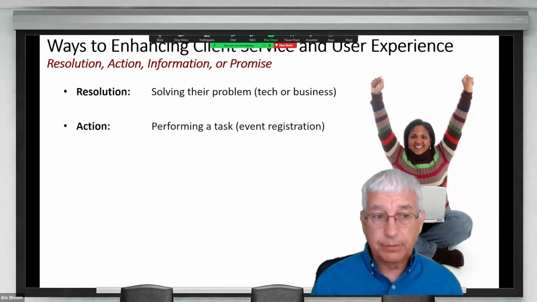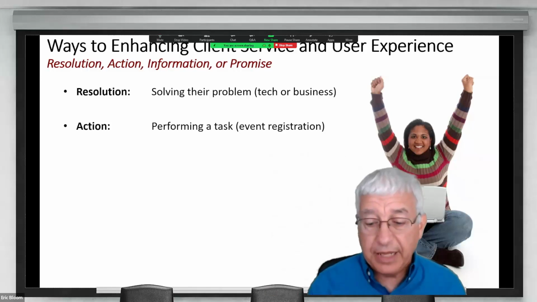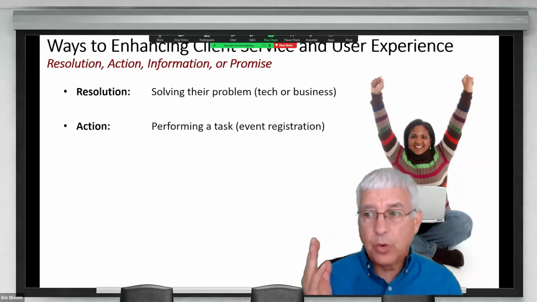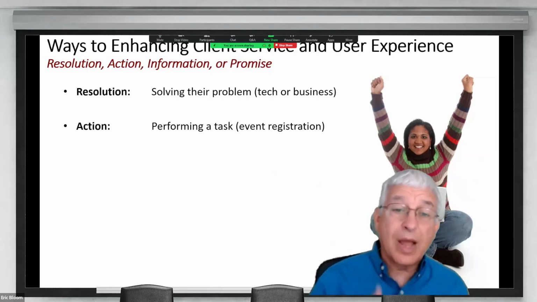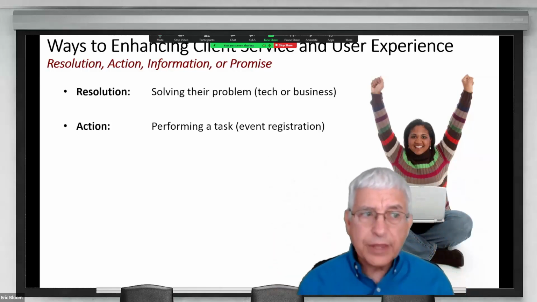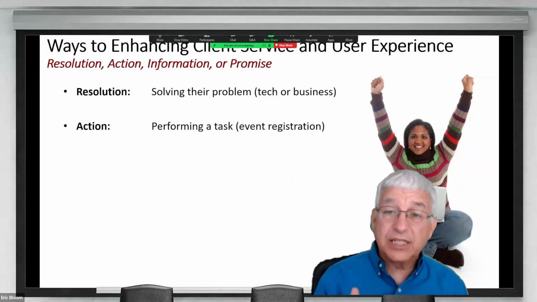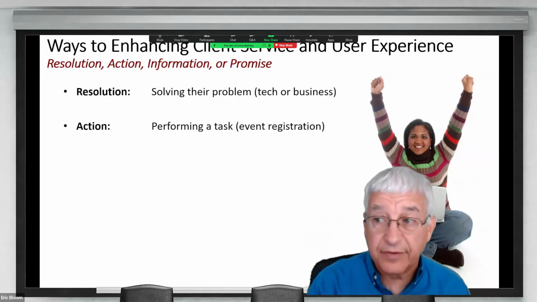Next thing is action. Will you register me for this class? Will you download me this software? Will you do a password reset for me so I can get into this application? With a person, resolution is sort of like help me, help me. Action is I know what needs to be done. Will you please facilitate it?